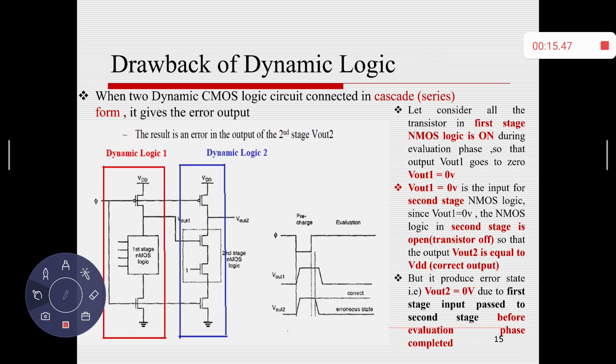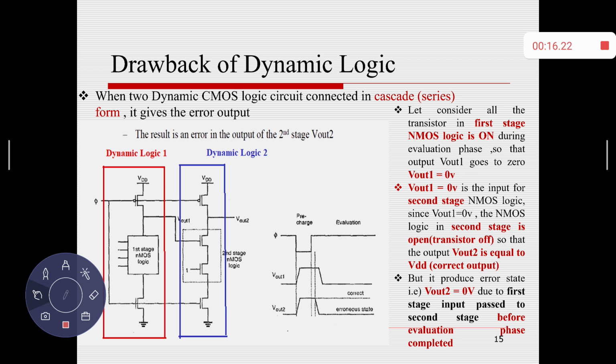Next we are going to discuss 3 important drawbacks of dynamic CMOS logic. The first drawback is that when 2 dynamic logic stages are connected in cascade form, the output can go to a wrong state. For example, let me take dynamic logic 1 and dynamic logic 2, both connected in cascade form. Cascade form means when you connect n number of devices, the output of the first device acts as an input for the second device, and the output of the second acts as an input for the third. This is called a cascade connection.